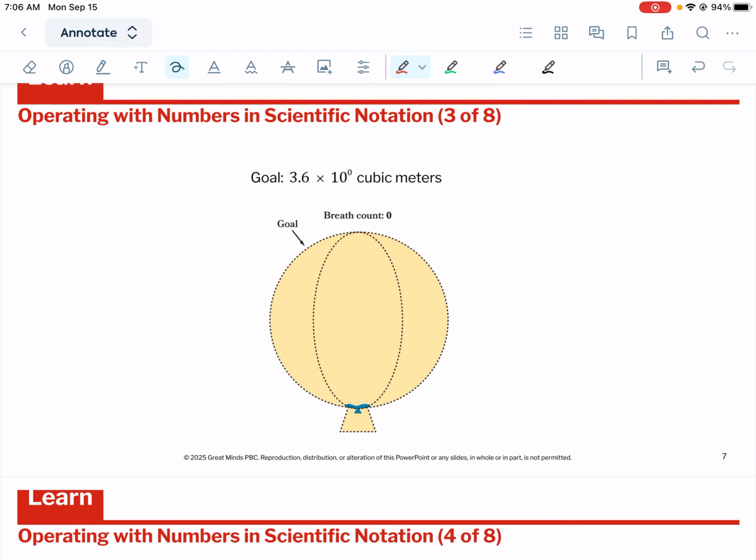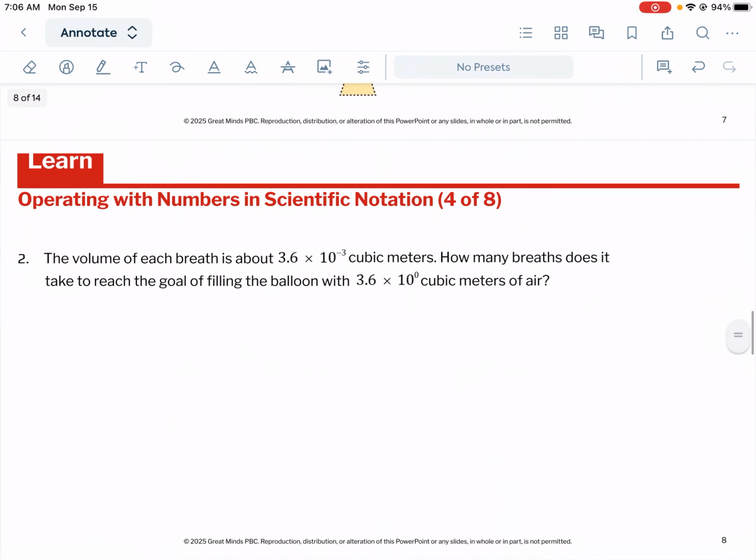Here, same type of example. We're still working with this balloon, and we have a goal of 3.6 times 10 to the power of 0 cubic meters. Real quick, what is any number raised to the power of 0? If you're back, then you've answered that any number raised to the power of 0 is 1. Therefore, 3.6 times 1 cubic meters, we're just trying to blow this balloon up to 3.6 cubic meters. That's it. For number 2.